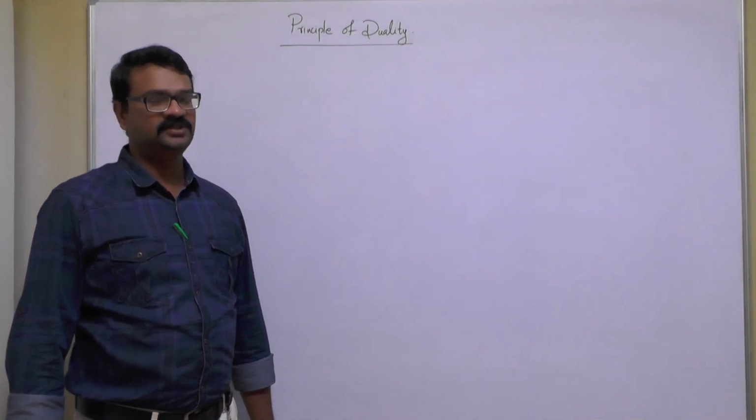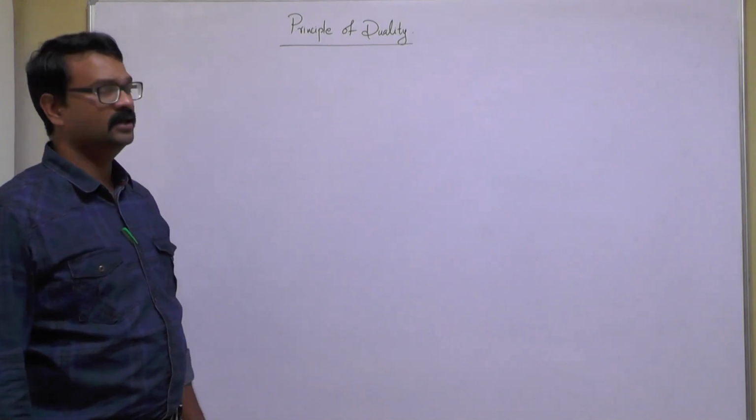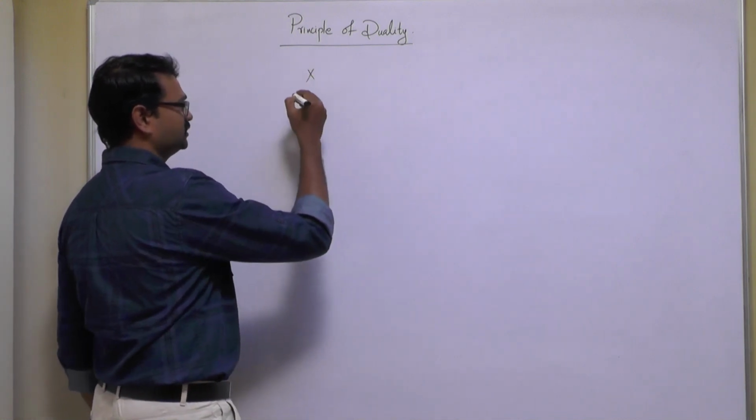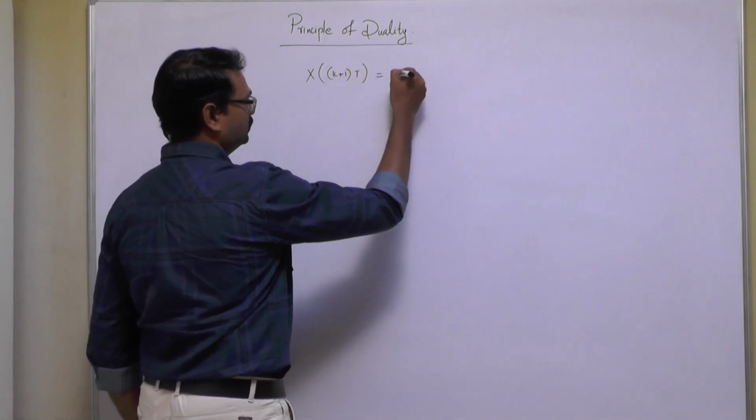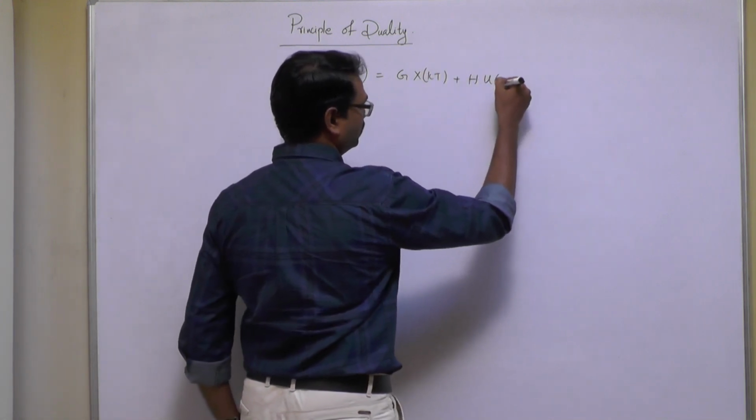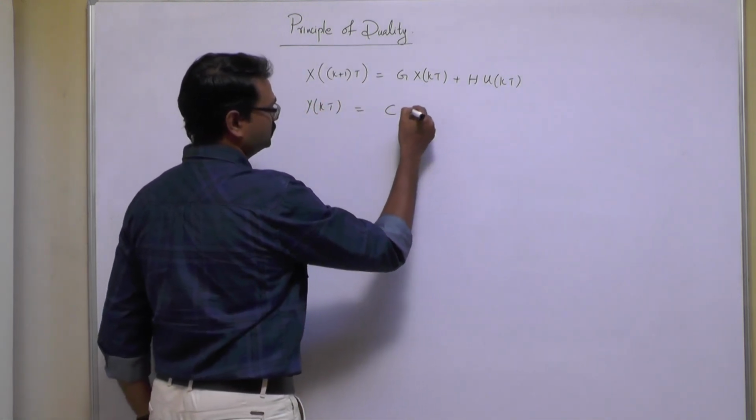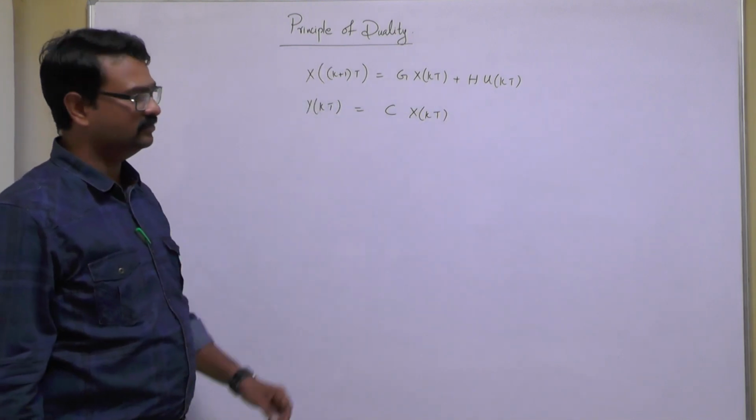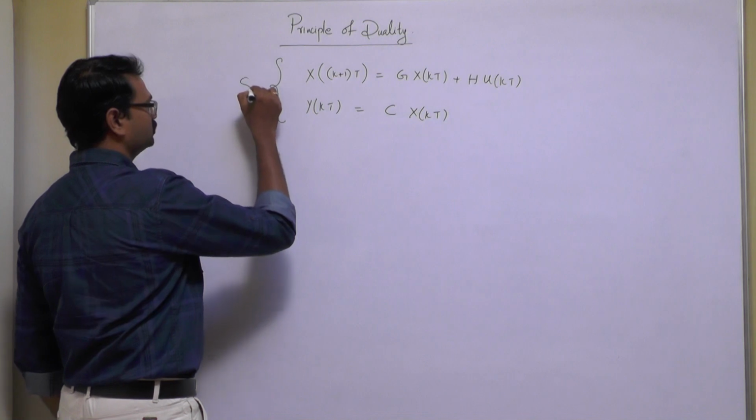Now let us discuss the principle of duality. It is possible for us to find out the relationship between controllability and observability of a specific matrix or a specific system. For example, let us consider x of (k+1)T is equal to G x of kT plus H u of kT, and y of kT is equal to C x of kT. Now when we are having these systems, a D u of kT term can be ignored in this case, and let me say this is system S1.